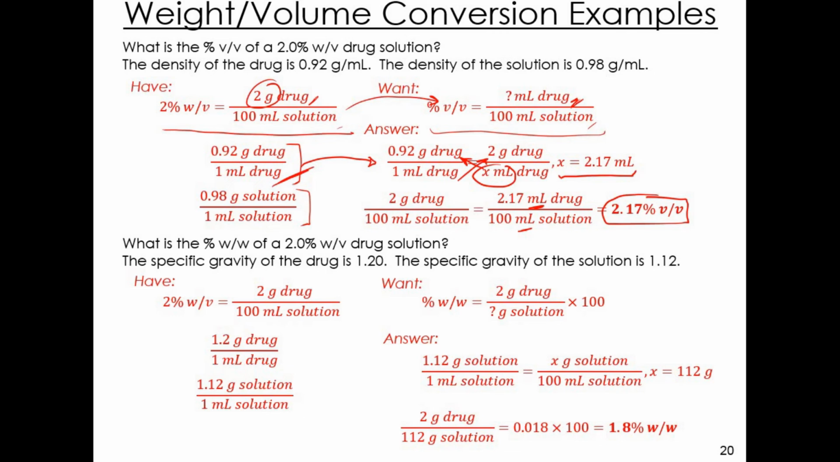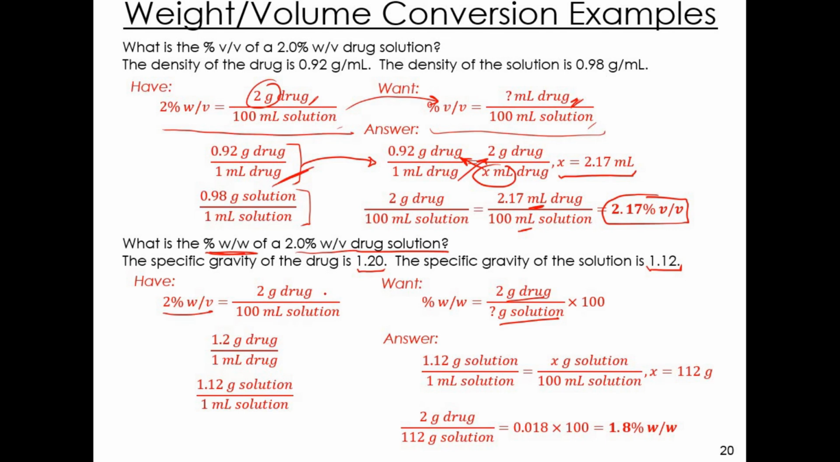In the second problem, we want to find the percent weight per weight of a 2% weight per volume drug solution. Specific gravity is 1.2. That's for the drug. Specific gravity for the solution, a 1.12. And what we have is a 2% weight per volume solution. That's 2 grams of drug per 100 mil. What we want is to know the grams of drug per grams of solution, weight per weight.